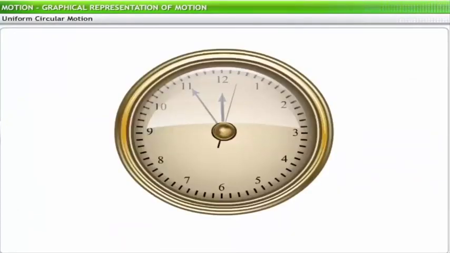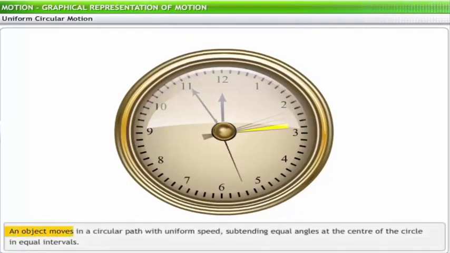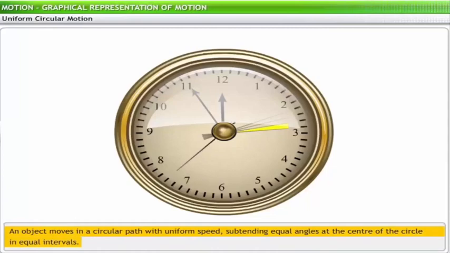Consider the movement of the seconds hand in a clock as the clock ticks. The tip of the hand moves in a circular path, covering equal distances in equal time intervals. In each time interval, the hand subtends the same angle at the center of the clock. Such a motion, when an object moves in a circular path with uniform speed, subtending equal angles at the center of the circle in equal intervals, is called uniform circular motion.